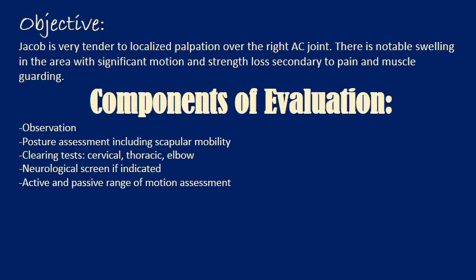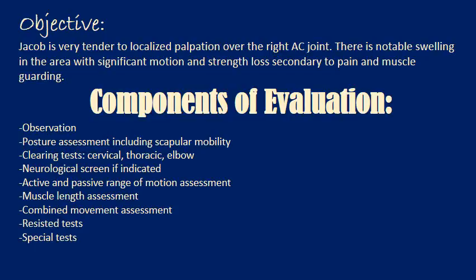Range of motion of the shoulder. As with any evaluation, a therapist should compare active and passive range of motion on both sides, taking measurements where impairments exist. Patients that have sustained injuries are likely to exhibit pain at end ranges of active motion, especially with horizontal adduction and elevation of the arm. Muscle length assessment. Combined movements assessment. Resisted test and special test.